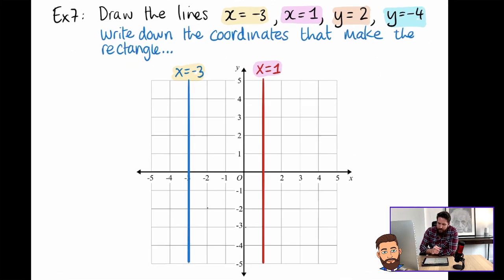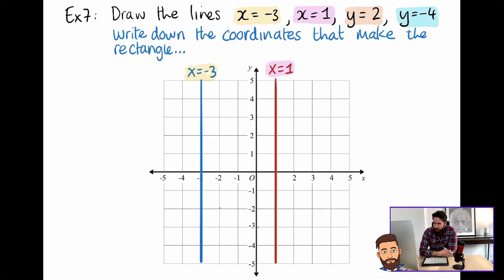Next line, y equals 2. The line y equals 2, what does that mean? That means a line that goes through the y-axis at 2. So where's the y-axis? Remember, it's the vertical y-axis. You can see it labelled as y. And we need a line that goes through that at 2. So we're going to draw a straight line that goes directly through y equals 2.